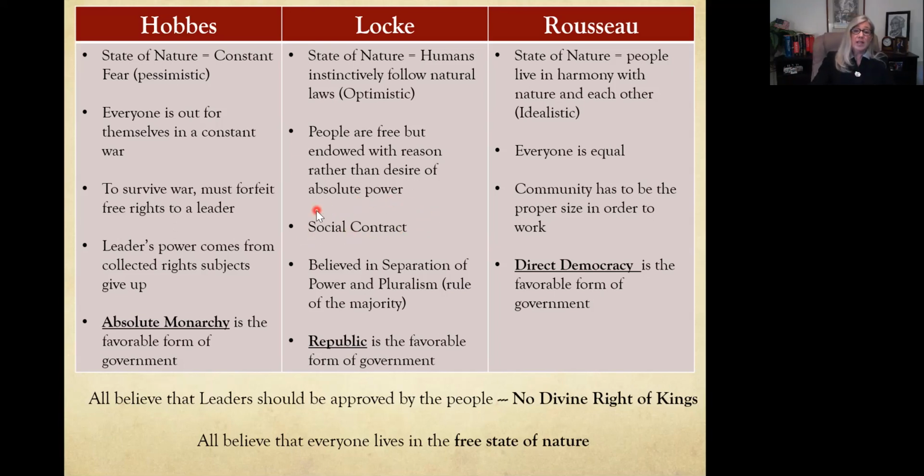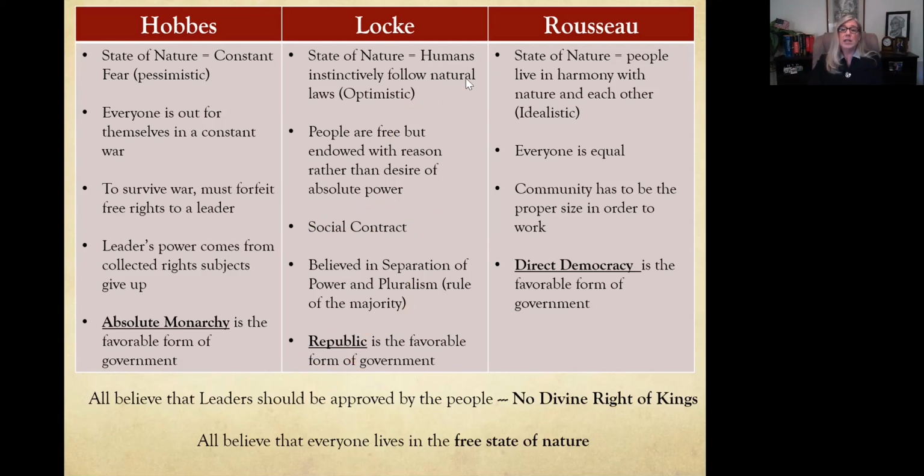So under this system, we would say that a Republican form of government is the best, where the people elect representatives to make decisions for them, to protect the safety of everybody, okay?